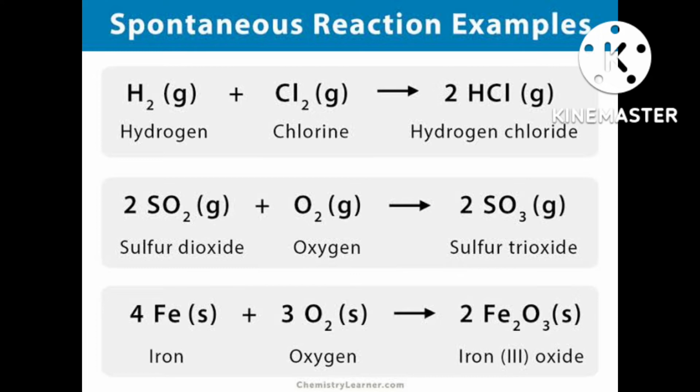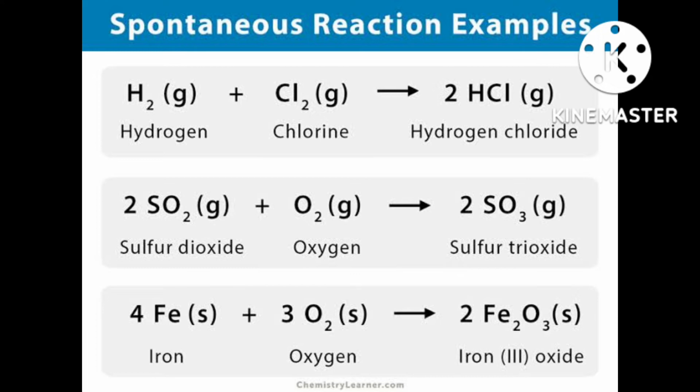Another aspect of a spontaneous reaction or process, as we see, is that these cannot reverse their direction on their own. They can't reverse the reaction or direction. That is very, very important. Here we will understand these things. These cannot reverse their direction on their own.